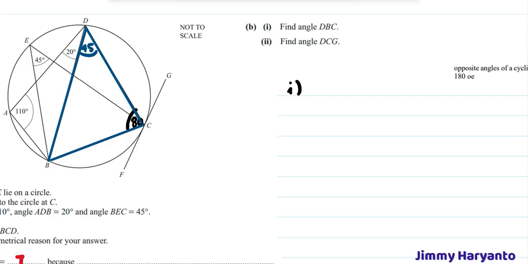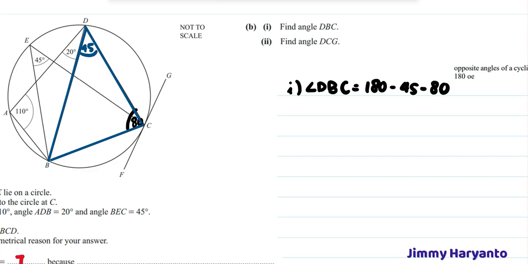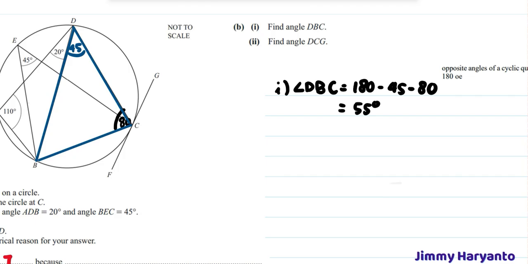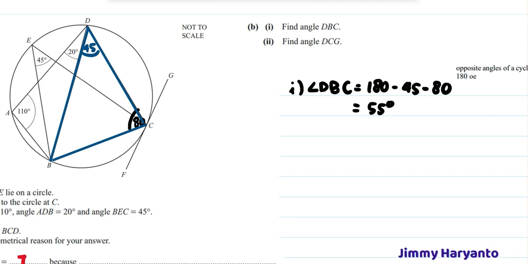So angle DBC equals 180 minus 45 minus 80. Yeah, we'll use the triangle. So 125, 55 degrees. Oh, it should be 65. Wait. Oh, my bad. This one is not 80. This one is 70, guys. So this one is 70. That means 65. Yes. You have to find the DCG.